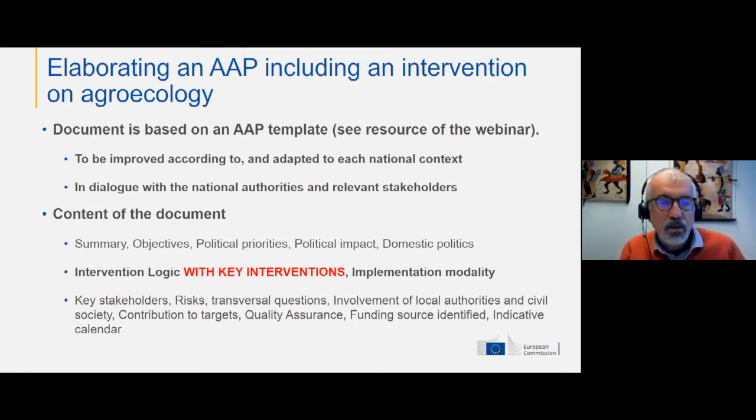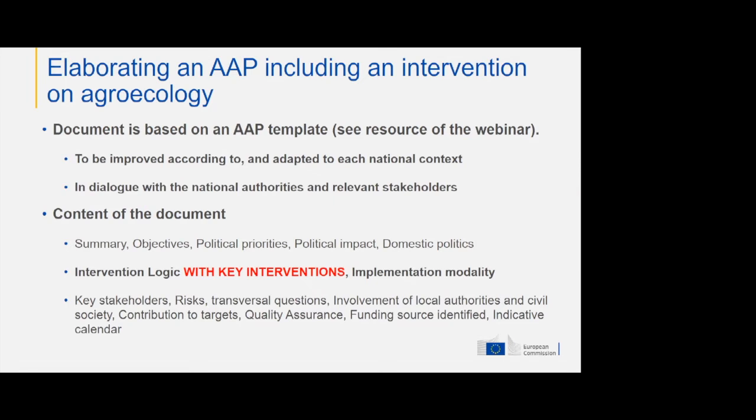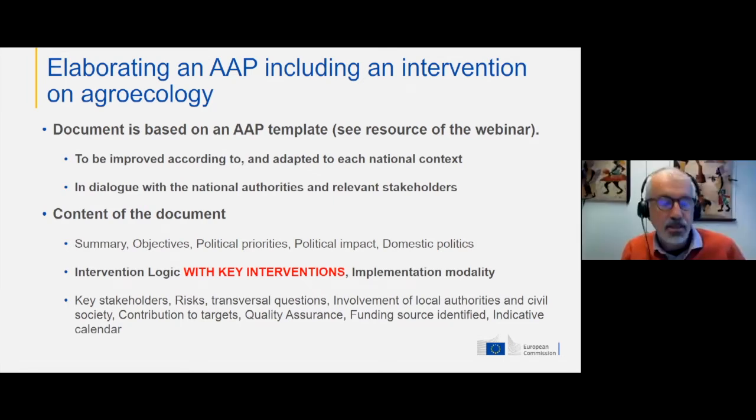This document, you can find it in the drive, and it's built following the EAP template. You could just copy and paste and adapt it to each context. So this allows us to work more quickly and have a canvas and a set of ideas to start working from.